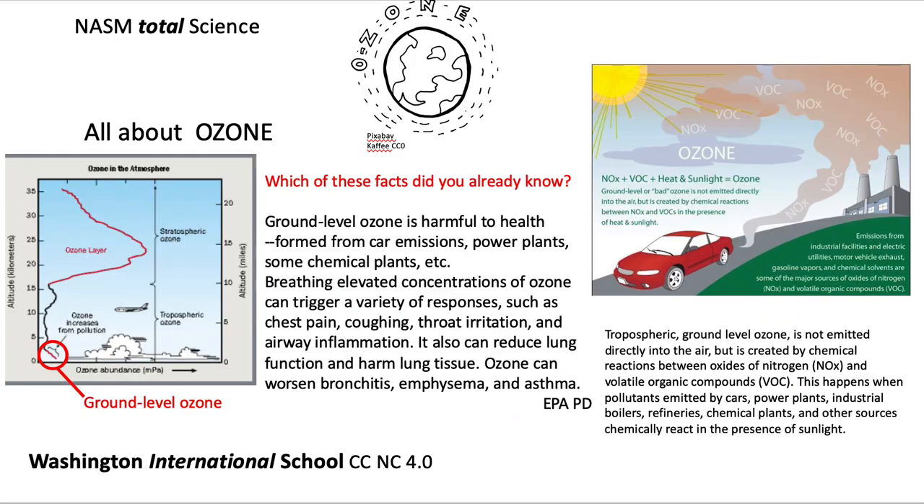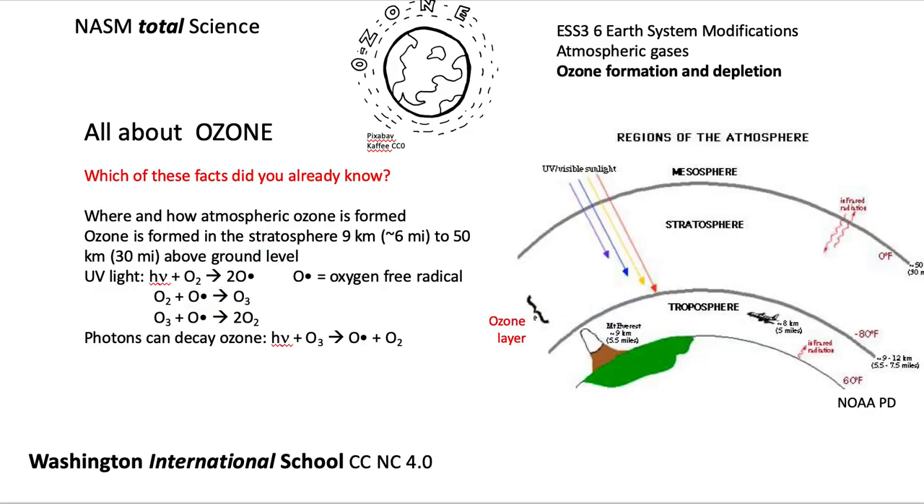And here, we look at ground level ozone. In the center section, you can read through about the harm that it does to our health. On the left, you've got a diagram showing ground level ozone compared to atmospheric ozone. And on the right, how ozone is formed at ground level. And atmospheric ozone is part of the stratosphere.